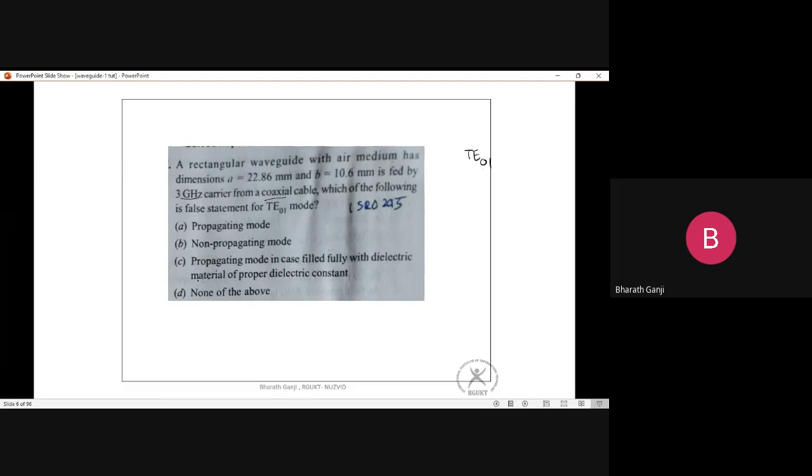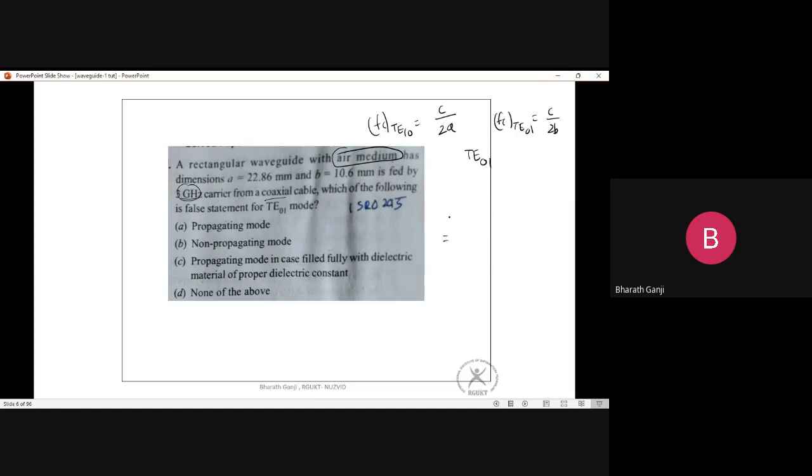Okay, so your operating frequency is 3 gigahertz. So what happens for TE301 mode, first of all we need to calculate the cutoff frequencies. Because it is said it is air filled, the cutoff frequency for TE10 mode is nothing but C divided by 2A, and the cutoff frequency for TE01 mode will be C divided by 2B. Okay, so let us try to find these cutoff frequencies.